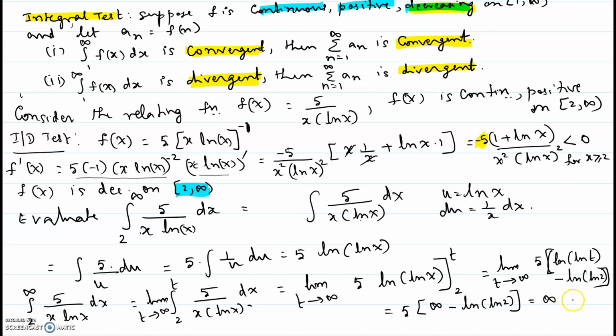So the improper integral is divergent, and therefore the series is also divergent. As the integral from 2 through infinity of 5 over x times ln x dx is divergent, the given series, sigma a_n, n varying from 2 through infinity, also diverges. Hope this video helps.